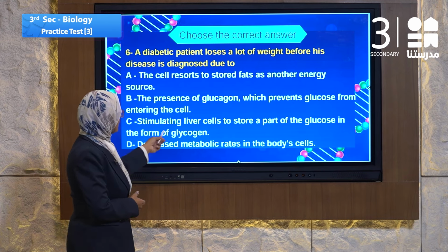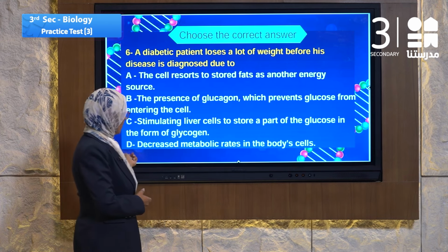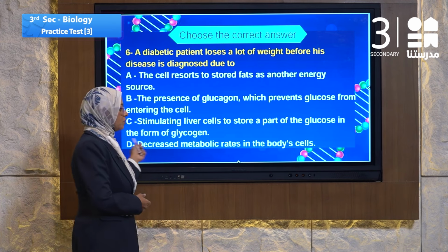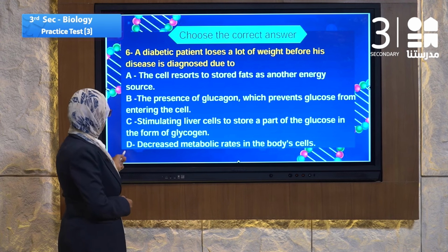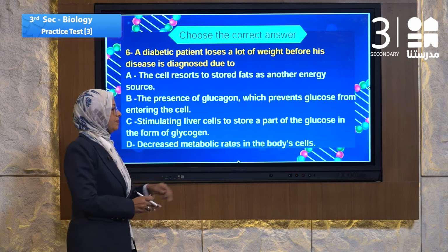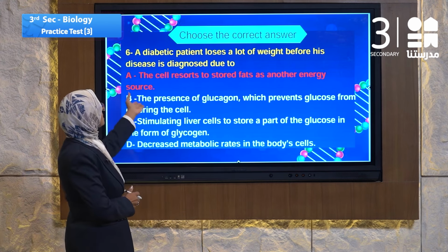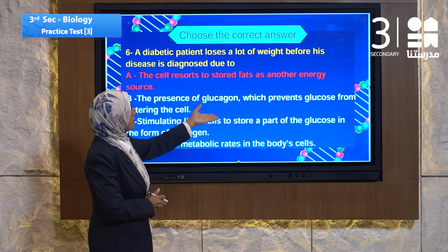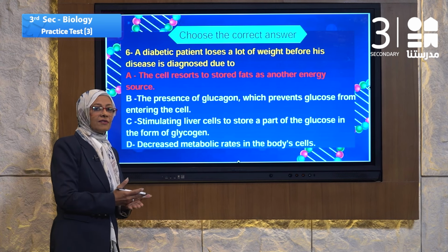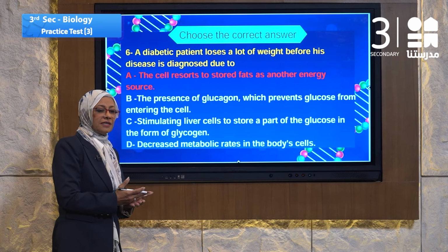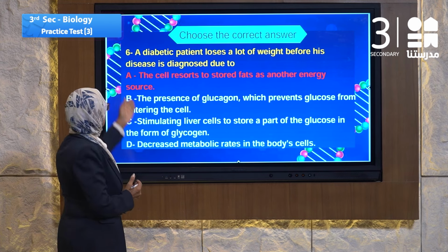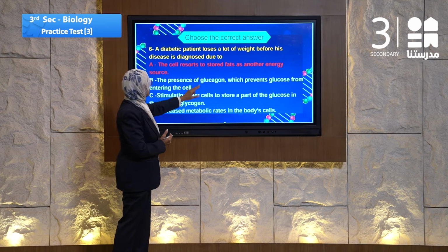Number C, stimulating liver cells to store a part of glucose in the form of glycogen. No storage here. There is a loss of weight. Number D, decreased metabolic rate in the body cells. No, the answer must be A. The cell must resort to stored fats as another energy source. The cell must find another source of energy, that's the fat. So it will break down the fat to get energy, so the diabetic patient must lose more weight.